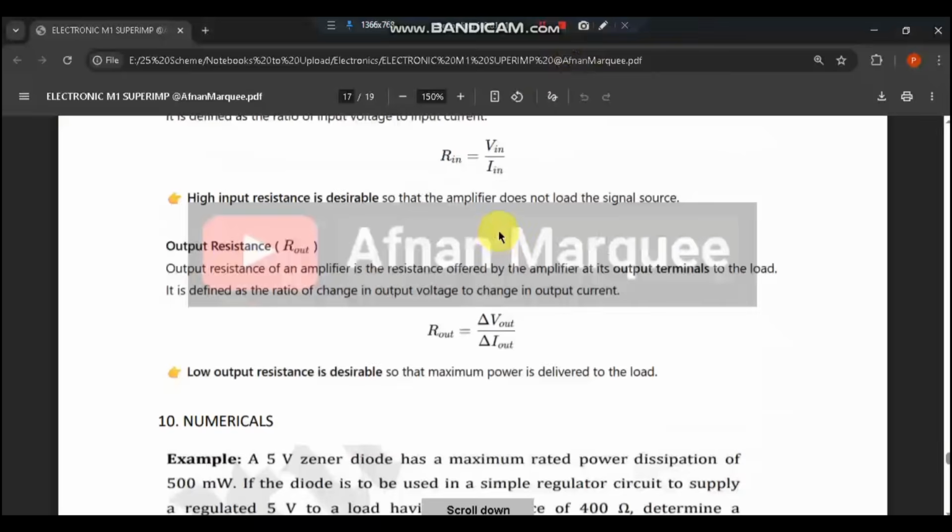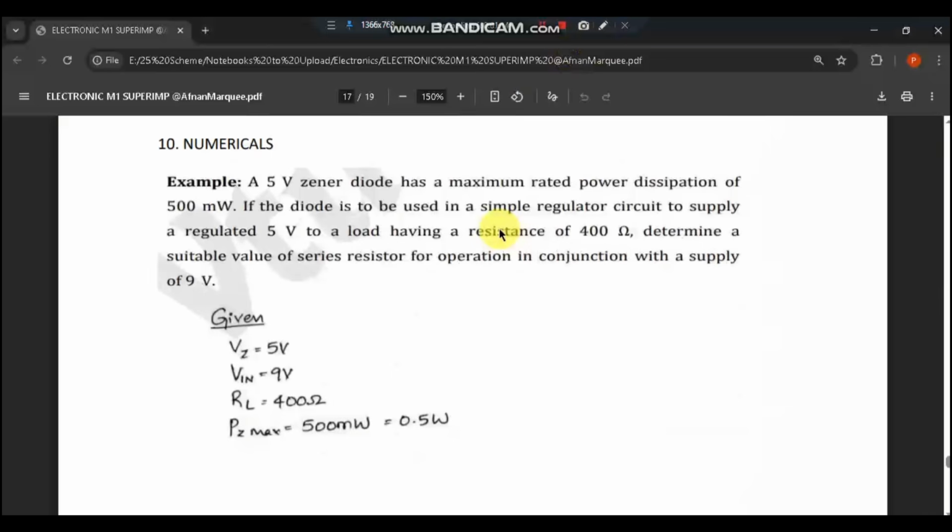Next, these are the numericals. I'll be just quickly going through them. You have to practice these types of numericals. In this question, they have asked about a zener diode which has a maximum rated power dissipation of 500 milliwatts. If the diode is to be used in a simple regulator circuit to supply a regulated 5 volt to a load having a resistance of 400 ohm, determine a suitable value of series resistor for operation in conjunction with a supply of 9 volt.